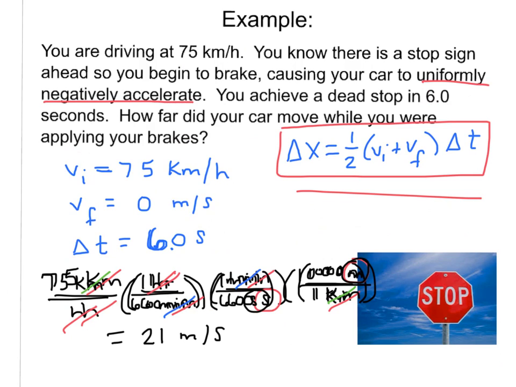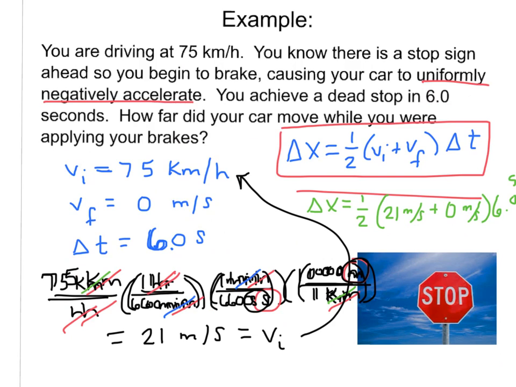Now, this is not my answer. This is simply my initial velocity. So if I take that initial velocity, which is what I just converted, and plug that into my equation, it should look something like this. When I plug all those values in, I have my delta x equals 1/2 times my initial velocity of 21 meters per second plus my final velocity of 0 meters per second, and my change in time is 6.0 seconds right there. When I multiply all that out, I end up with 63 meters.